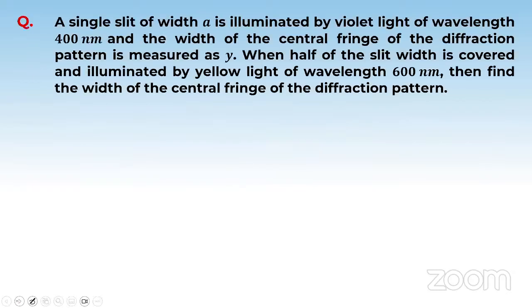Now this question: a single slit of width a is illuminated by violet light of wavelength 400 nanometer, and the width of the central fringe of the diffraction pattern is measured as y. When half of the slit width is covered and illuminated by yellow light of wavelength 600 nanometer, what is the width of the central fringe of the diffraction pattern?